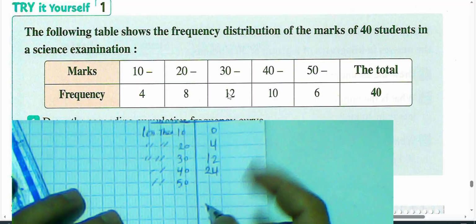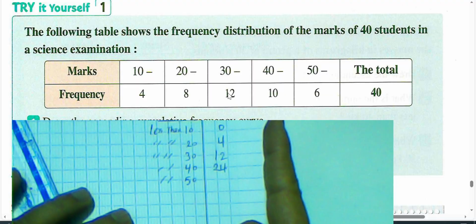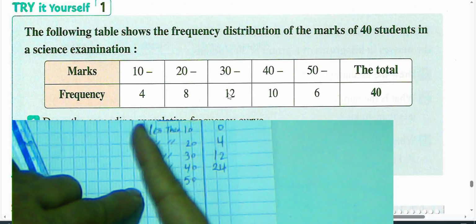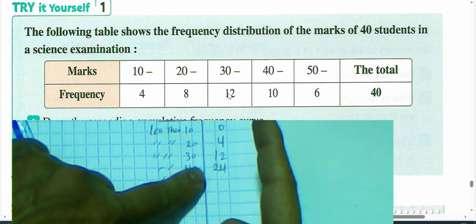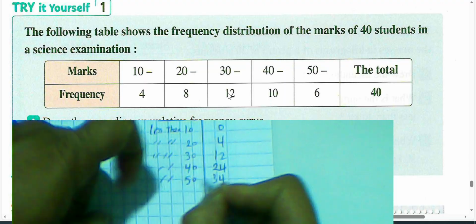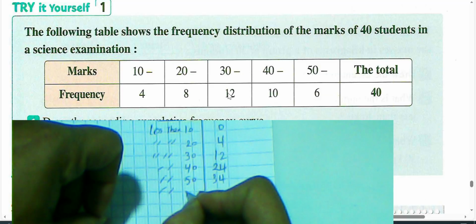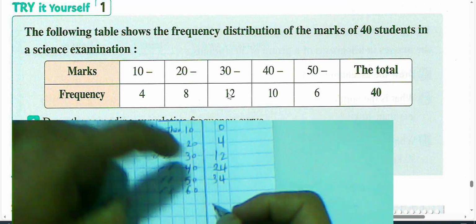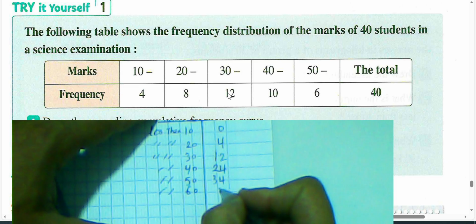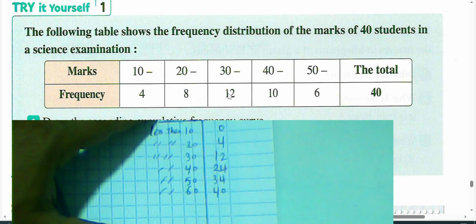And then less than 50, look here, 10 plus 12 plus 8 plus 4, or you can write 10 plus 24. 10 plus 24 equals 34. And less than 60, 34 plus 6 equals 40. Okay, it's the first step to find the answer.